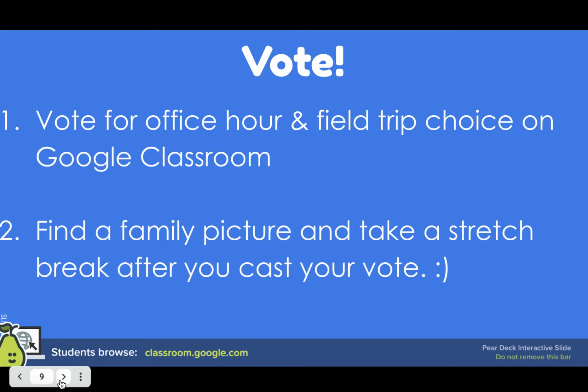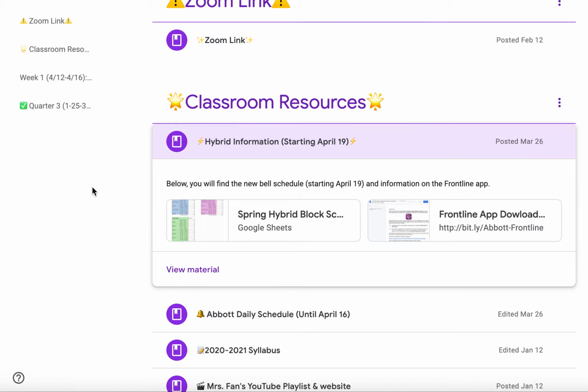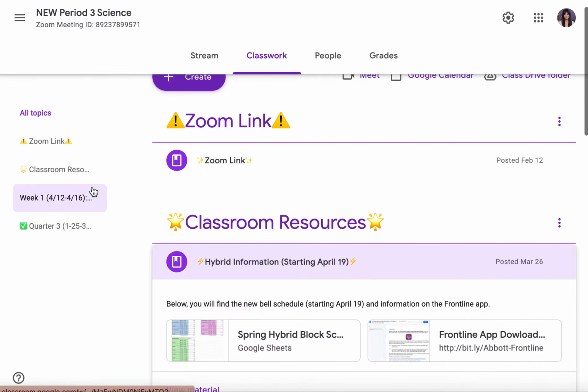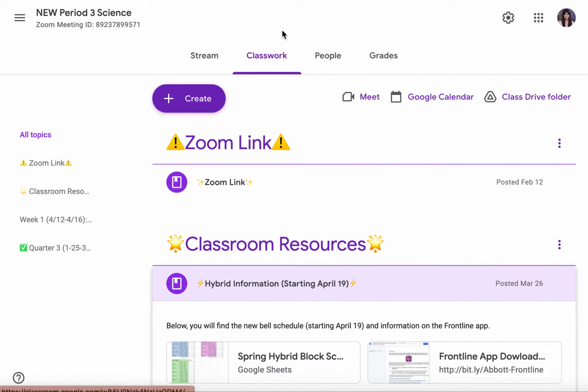Go ahead and take a moment to go into your Google Classroom to vote for the office hour and field trip choices if you haven't done so yet. Afterward, try to find a family picture and you can take a stretch break after you cast your vote. Let's take a look at where you can find the voting site. In your Google Classroom, make sure to go under classwork.